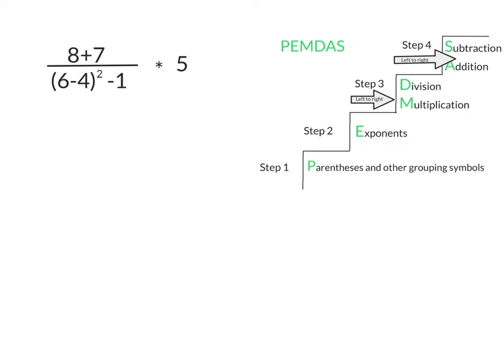The first thing you should do in this one would be to do what's in the parentheses, so 6 minus 4. So what we like to do is we like to rewrite everything that we didn't do. So I'm not doing 8 plus 7 yet. I'm doing what's in the parentheses, the 6 minus 4, which is 2. And I'm just going to rewrite everything else that was up there. All right. Then the next thing I would have to do is the 2 to the second power, which would mean 2 times 2. So I'm going to rewrite everything that I didn't do.